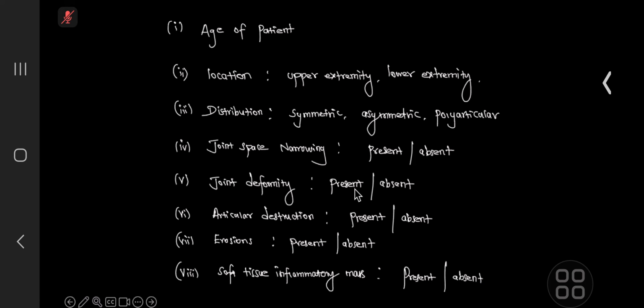An example is rheumatoid arthritis. Then look at the articular destruction. If present, that includes the destructive patterns like rheumatoid and psoriatic. All of these will have articular destruction. Erosions, we have already talked about. Is it like mouse ear erosions, where the erosions are localized? Based on that, we can classify the arthritis. And finally, soft tissue inflammatory mass, whether it is present or absent.